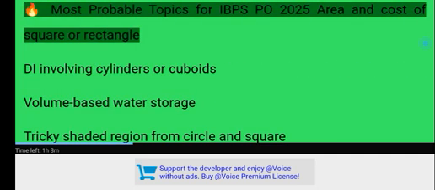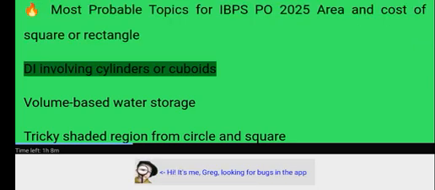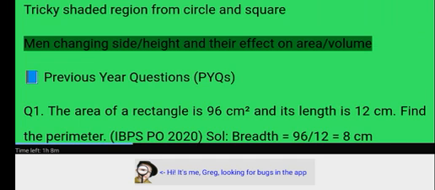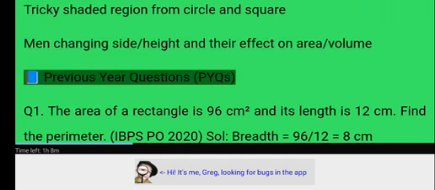Most probable topics for IBPS PO 2025: area and cost of a square or rectangle, DI involving cylinders or cuboids, volume-based water storage, tricky shaded regions from circle and square, and changing side or height and its effect on area and volume. Now let's look at previous year questions, PYQs.